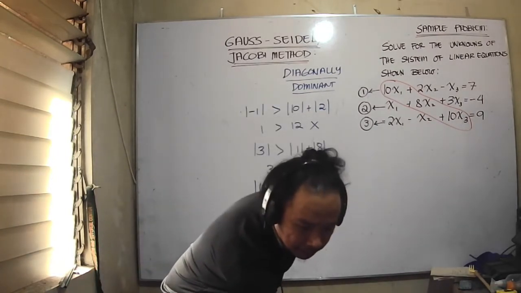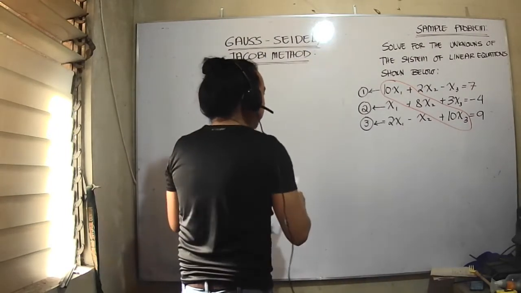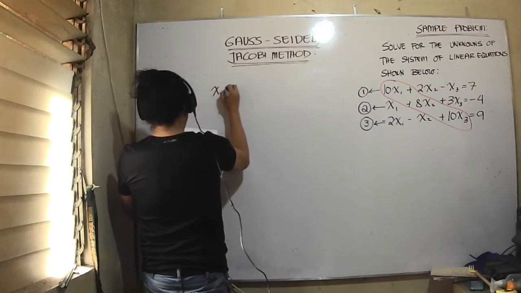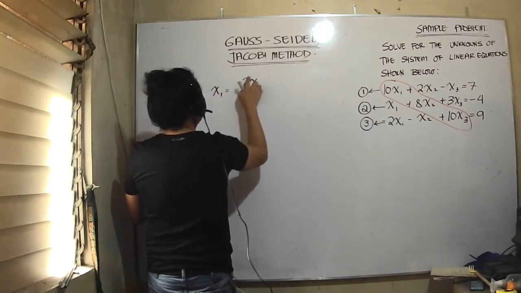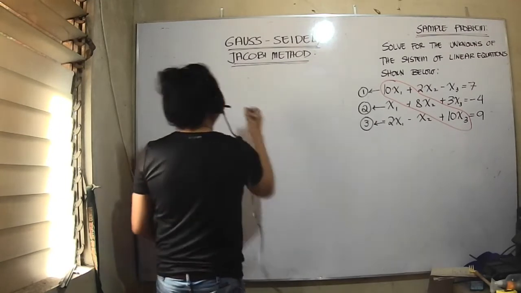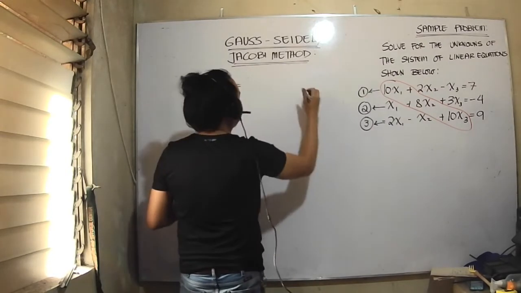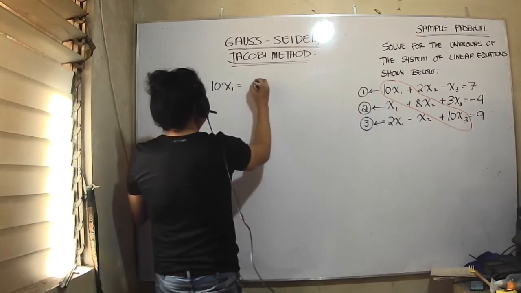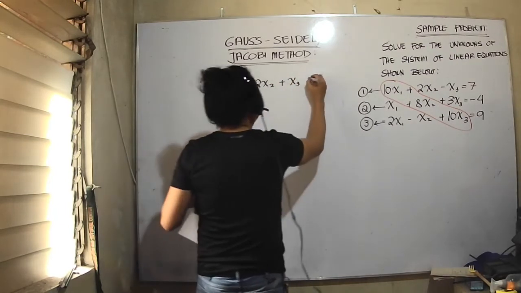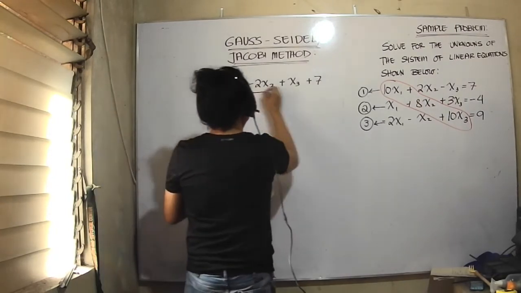Let me make more space. Okay, I think we can solve now. I want to solve for x1. If I solve for x1, that should be equal to negative 2x2 plus x3 plus 7. I suck at algebra, so bear with me. I transpose the others, so negative 2x2, positive x3, plus 7. Then I divide everything by 10.